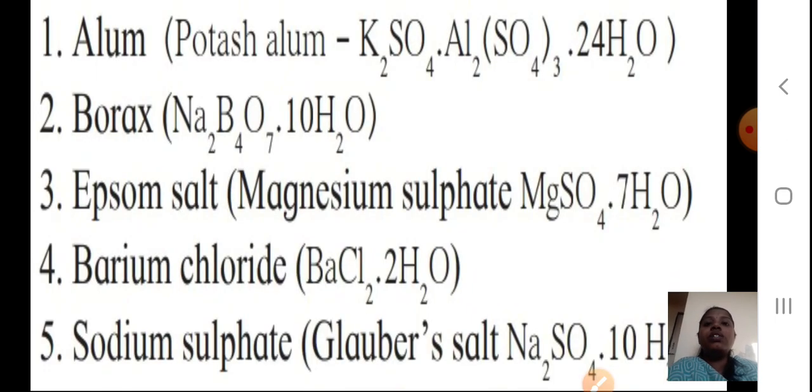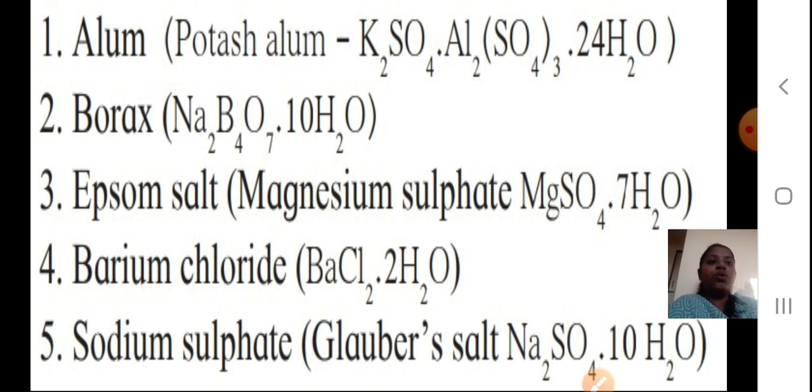Okay, so see here, first one, alum, we also call it potash alum, K2SO4.Al2(SO4)3.24H2O. So how many waters are there? 24 water molecules are there. Okay, borax, Na2B4O7.10H2O. Epsom salt, that is magnesium sulfate, MgSO4.7H2O. Barium chloride, BaCl2.2H2O. Sodium sulfate, Glauber's salt, Na2SO4.10H2O.